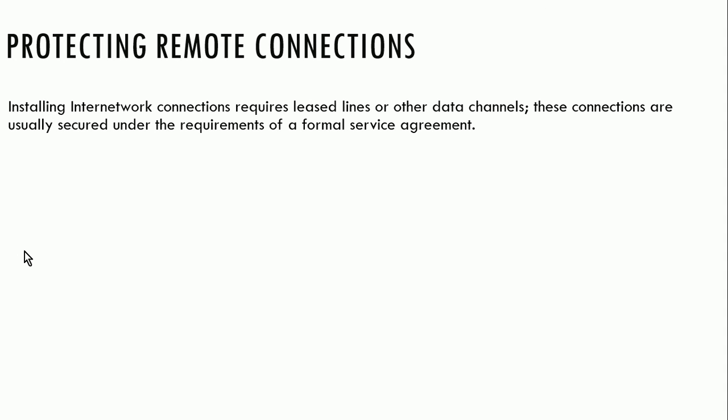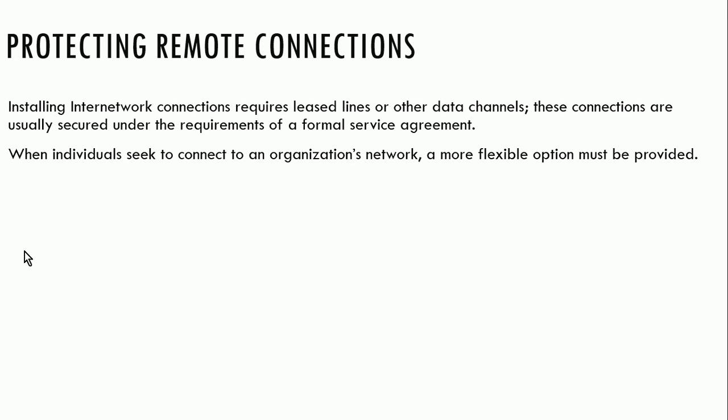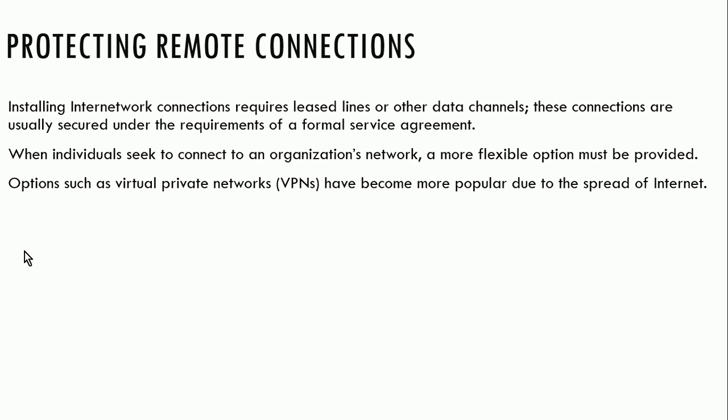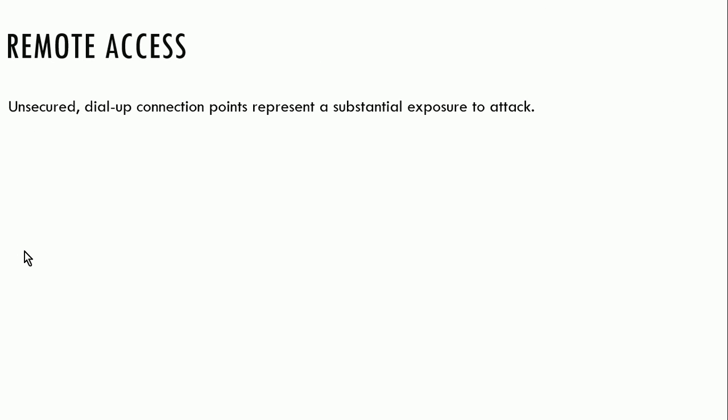So installing internetwork connections requires leased lines, data channels, all the expensive stuff that I just talked about. But when we wanted to connect to an organization's network, a more flexible option could be provided, and one of those would be VPNs. So I'm going to talk a lot about VPNs in this unit.